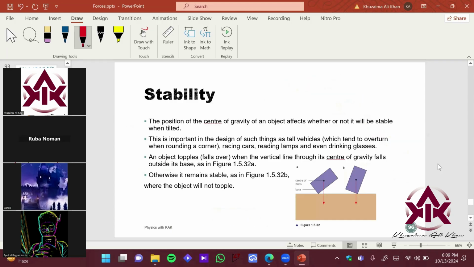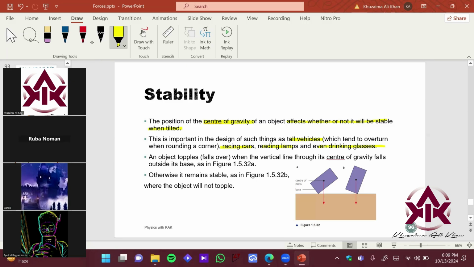So now, stability. Let me first quickly read the formal statement over here. The position of the center of gravity of an object affects whether it is stable or not when it is tilted, right? This is important in the design of such things as tall vehicles, which tend to overturn when rounding a corner, racing cars, reading lamps, even drinking glasses, right? Everything designed by a mechanical engineer in the physical world, on this earth, he takes care of stability, right?